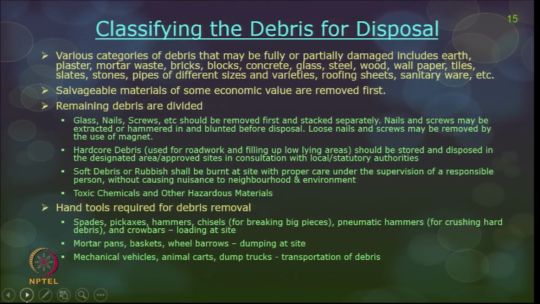The hand tools required for debris removal are spades, pickaxes, hammers, chisels for breaking big pieces, pneumatic hammers for crushing hard debris, and crowbars, which are generally used for loading of the debris in the particular site. Mortar pans, baskets and wheelbarrows are generally used for dumping the debris in an earmarked site, and mechanical vehicles, animal carts or dump trucks are generally used for transportation of debris. Again, safety should be maintained while loading and unloading debris and also while transporting the debris.